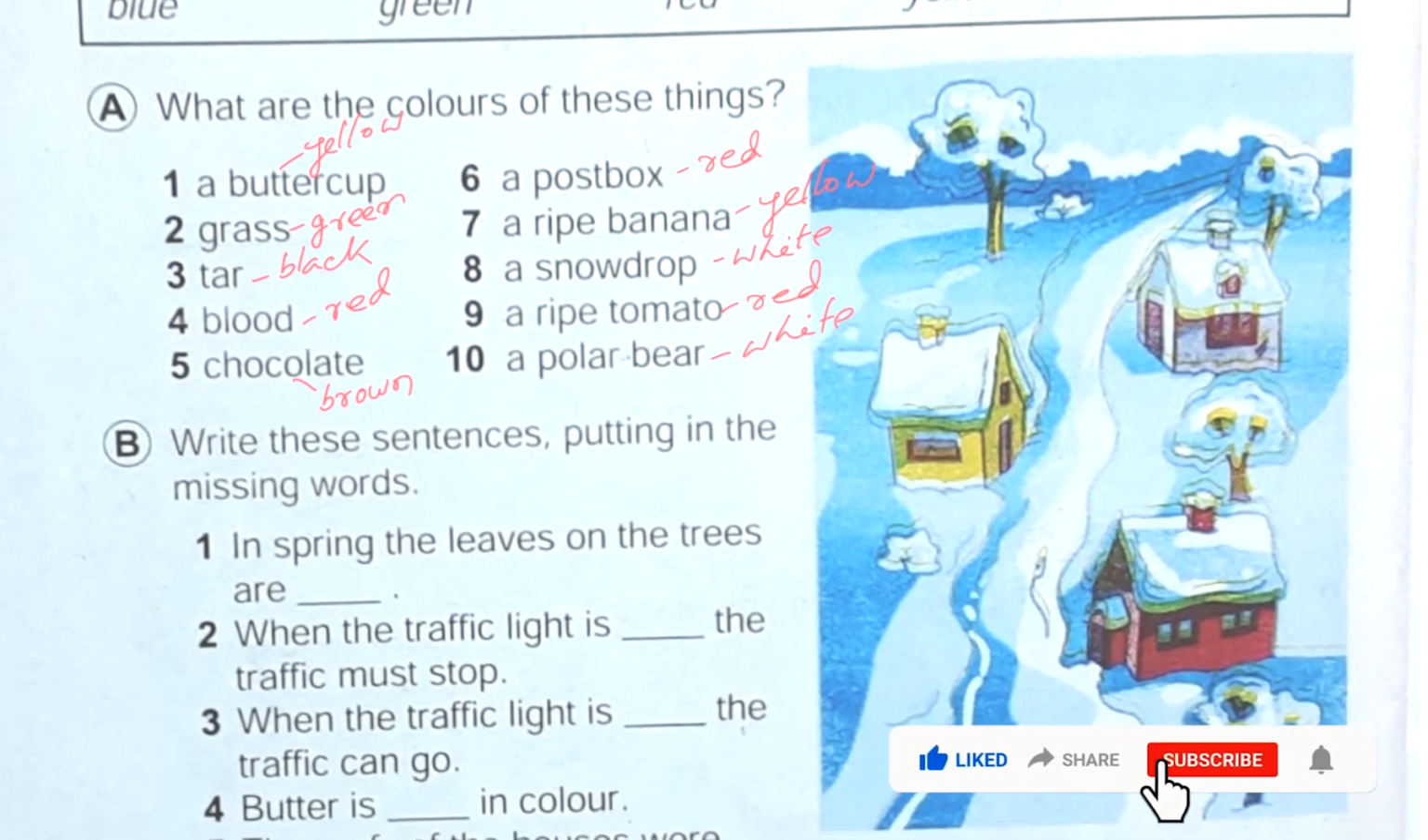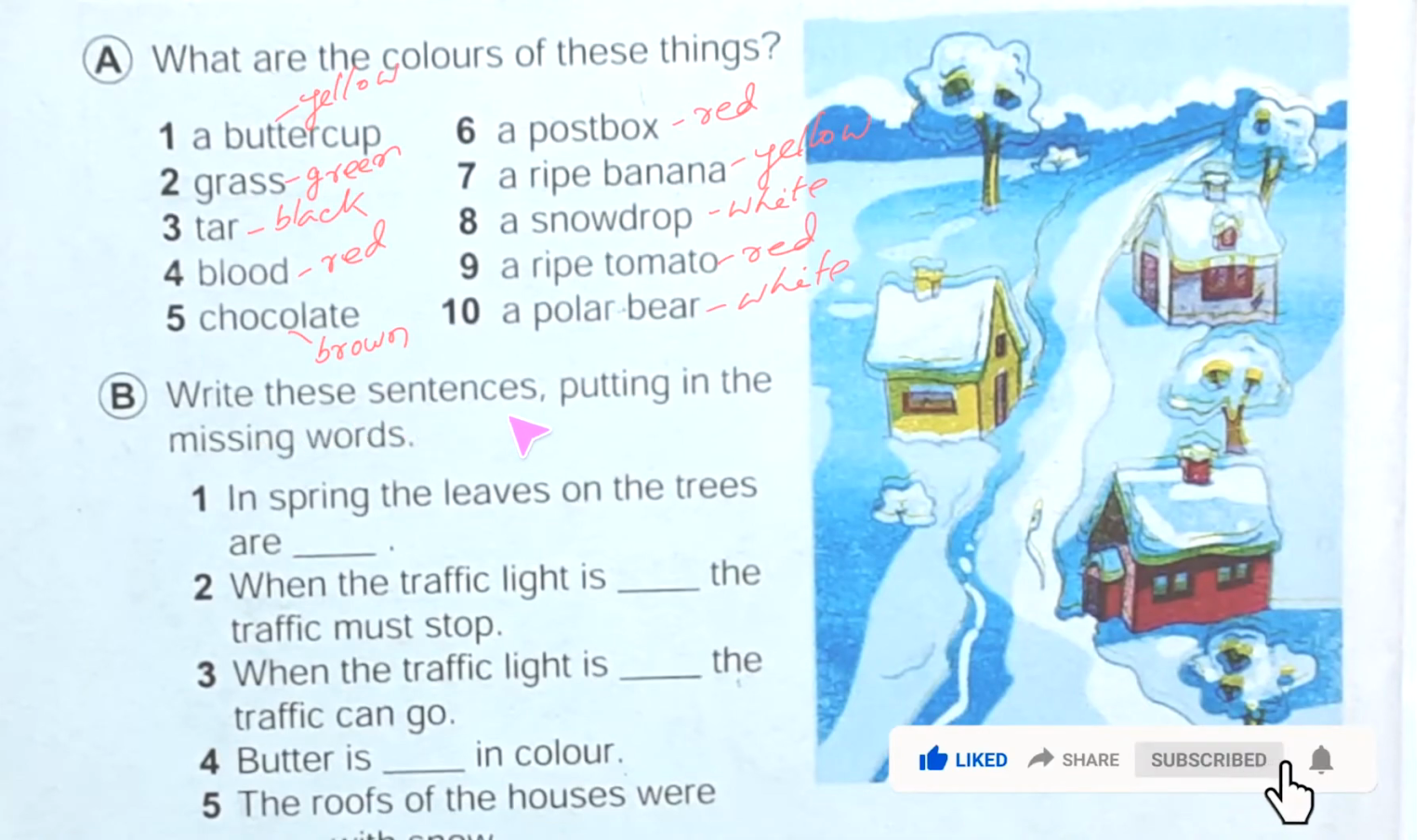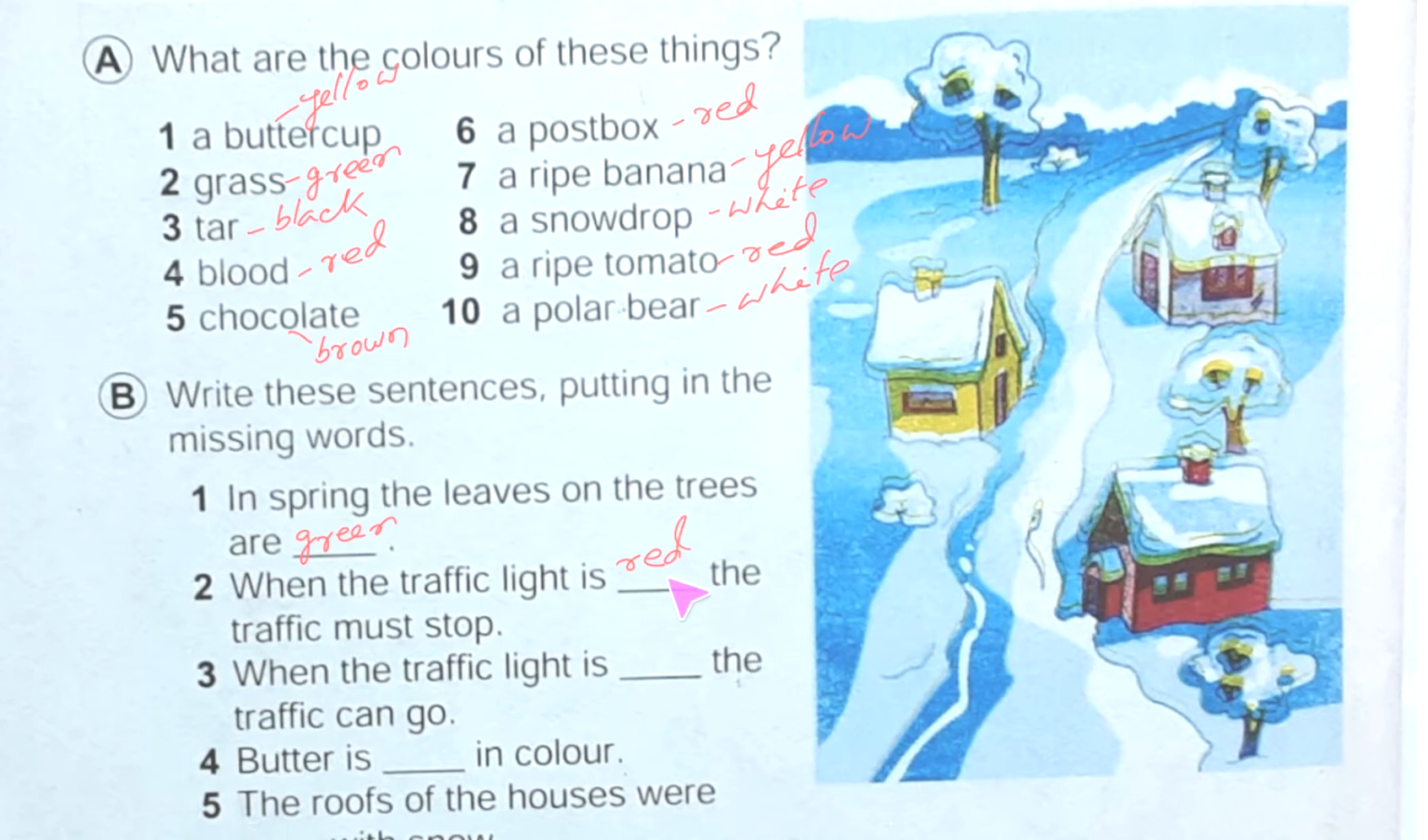Next exercise, that is, write these sentences putting in the missing words. So let's start. Here, first one, in spring the leaves on the trees are what? We know that is green, yellow or red. In spring the leaves on the trees are green. When the traffic light is dash, the traffic must stop. When that is red, so we have to put here red.